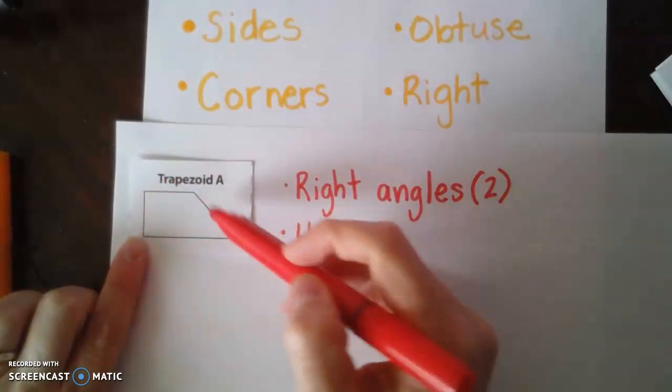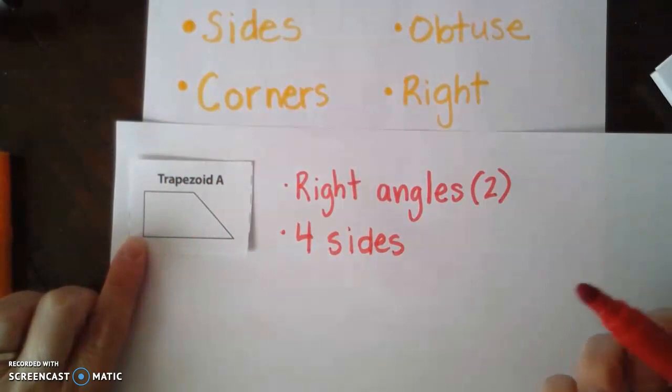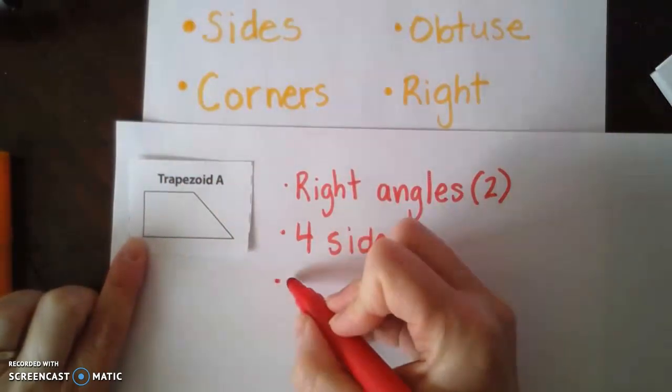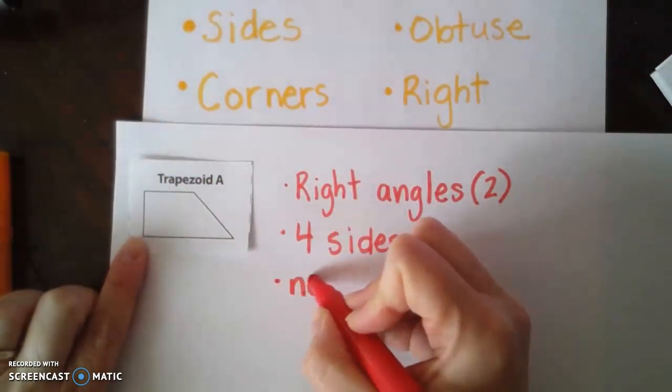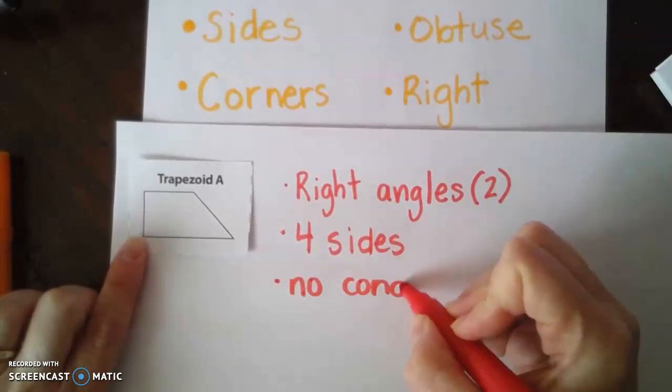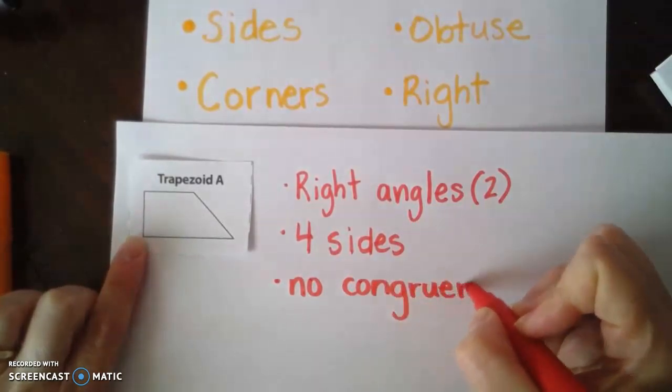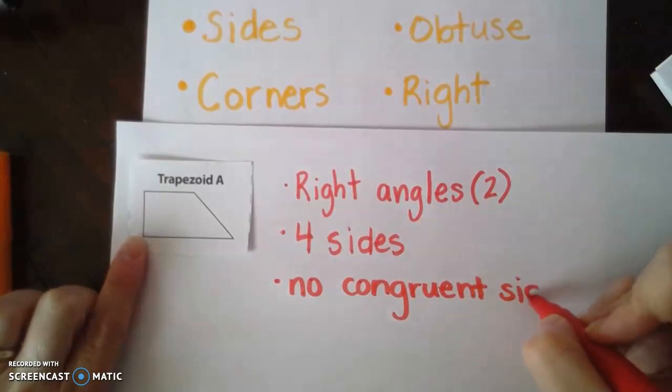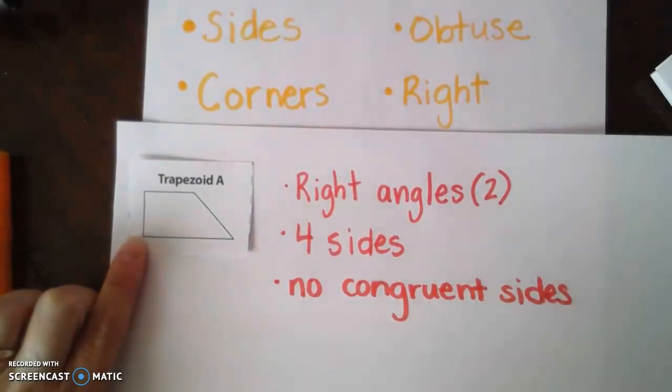We could talk about it. Other thing about its sides, are any of them the same? Nope. So I would say no congruent. Should have written that word down. No congruent sides. Do we have any parallel lines? We do. These ones are parallel.